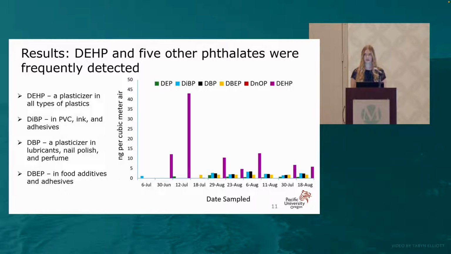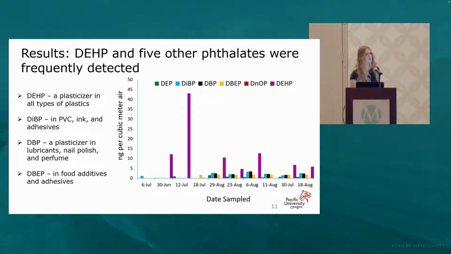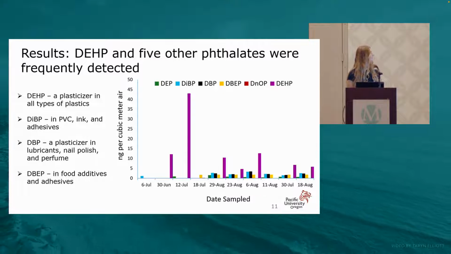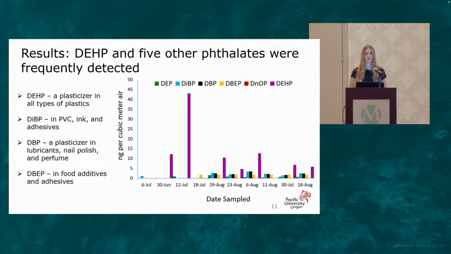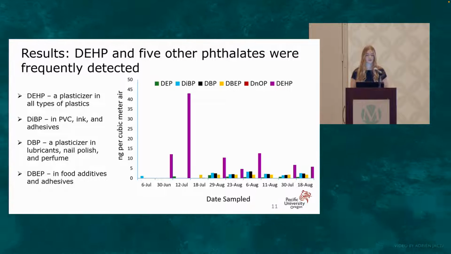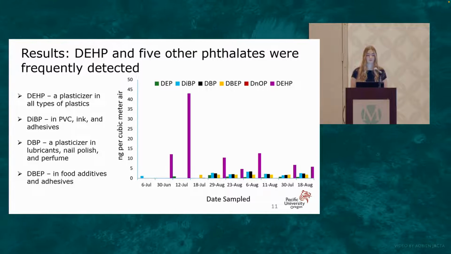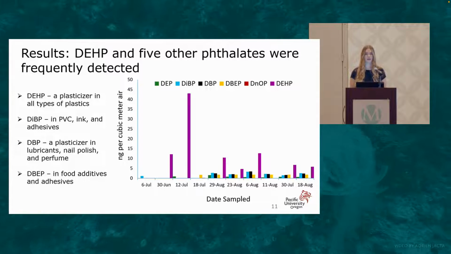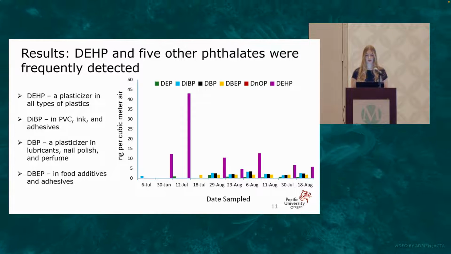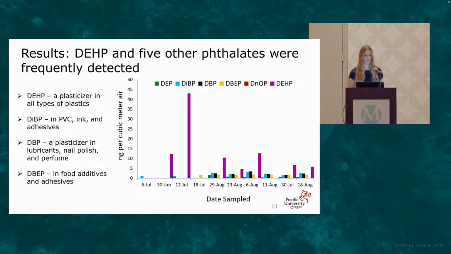So a deeper dive into my results. If you remember earlier, that phthalate I was talking about, diethylhexyl phthalate, it's the most commonly used phthalate as a plasticizer. And so, unsurprisingly, that's the one we detected at the highest concentrations throughout all sampling dates, followed by DIBP, DBP, and DBEP. These are also used in many other ways, not only just as plasticizers, but sometimes they're added to PVC pipes, ink, adhesives, makeup, nail polish, perfume, all kinds of other things. So they are ubiquitous contaminants. They're found in every environmental media.